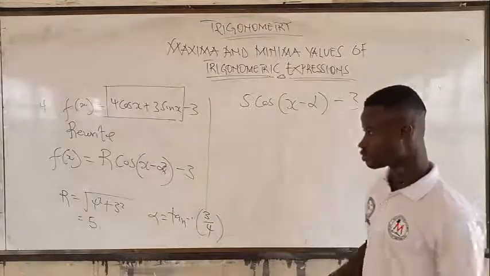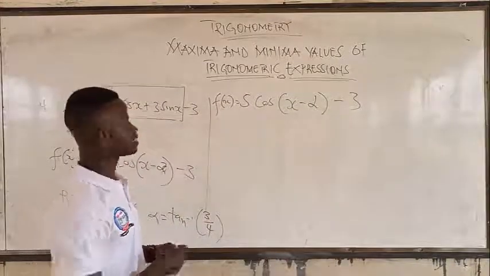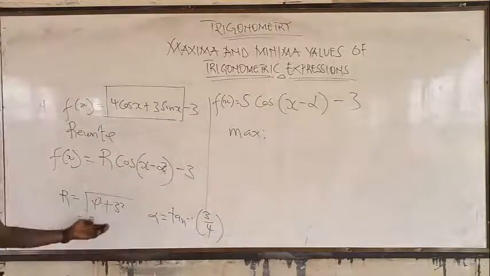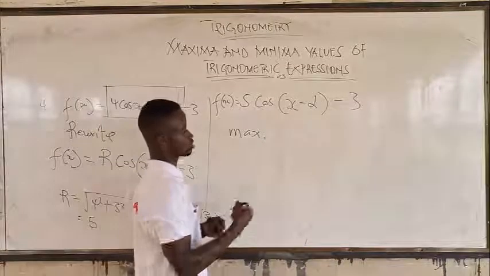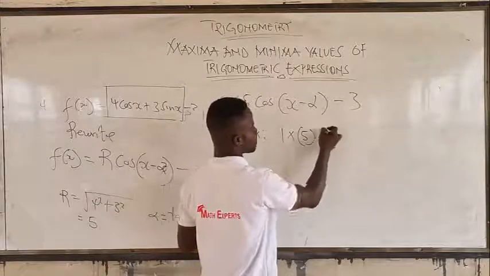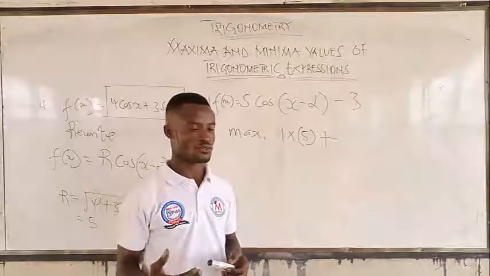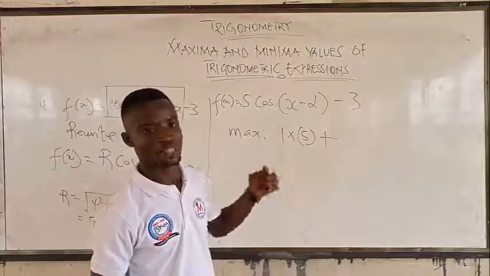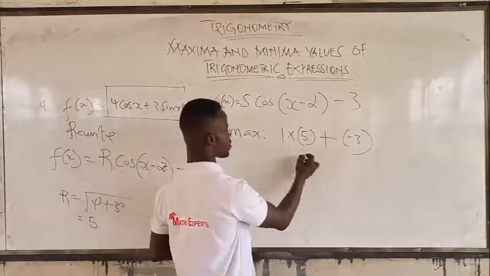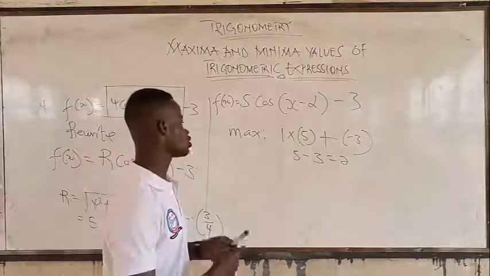But this is minimum and minimum, so let's move on. For you to get the maximum, after this, that will be 1 times 5. Then, don't forget, you add that to the vertical shift, when the vertical shift is negative 3. And here we get 5 minus 3, and that is 2. So the maximum value is going to be 2.